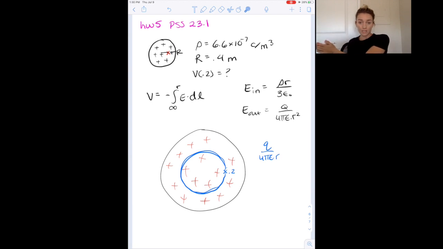We have to start from 0. We know the potential is 0 at infinity. We have to integrate all the way in. Why the potential is affected by charges outside your Gaussian surface, you don't need to worry about. Again, this is like the most complicated type of problem we're going to do for potential. So, just trust me that the potential is affected by the charge. We have to integrate.